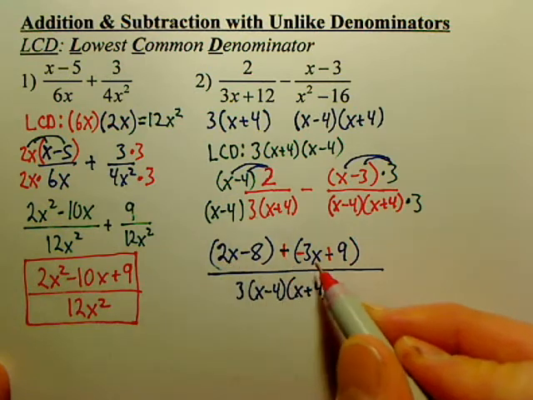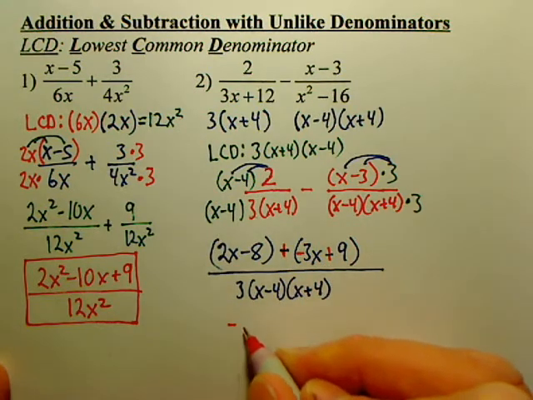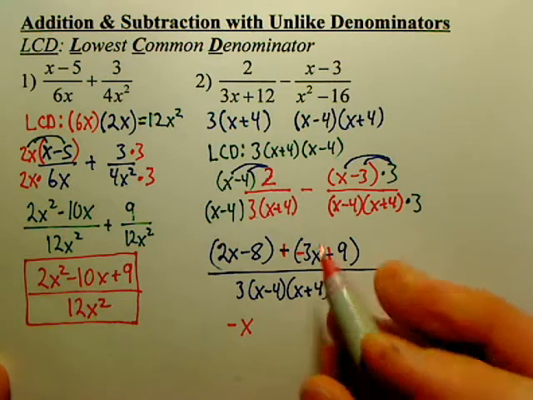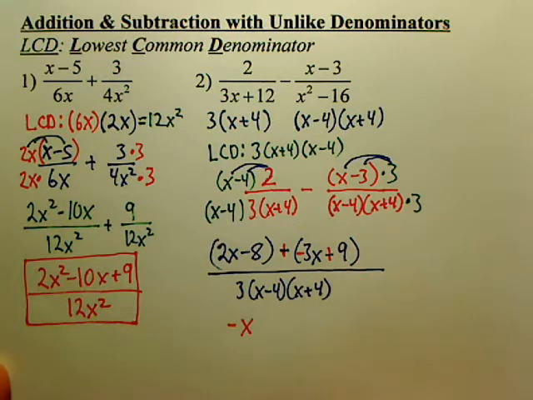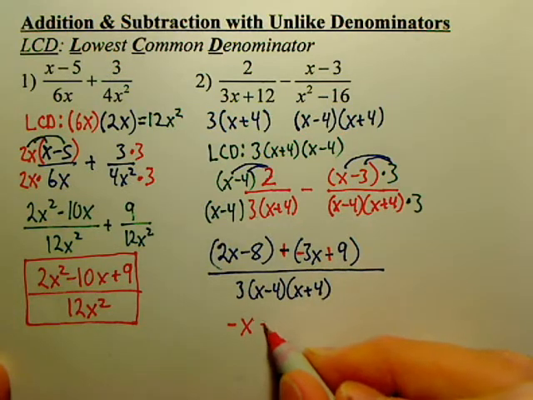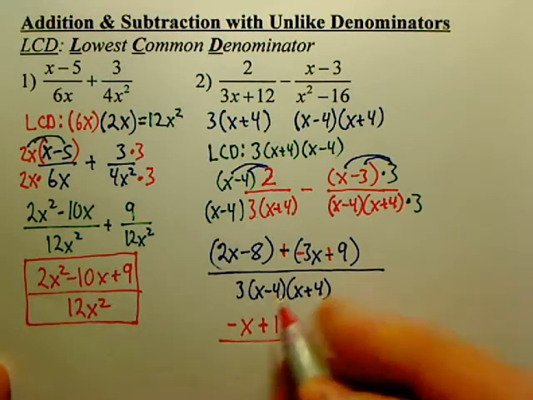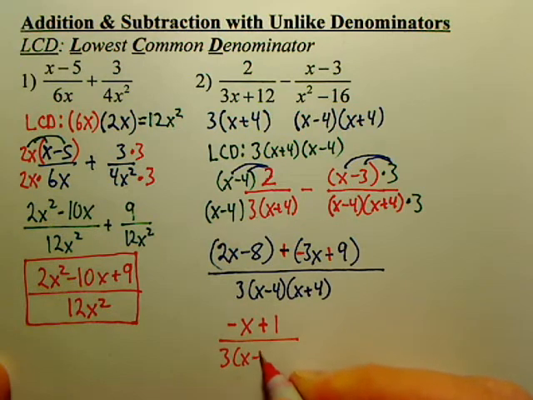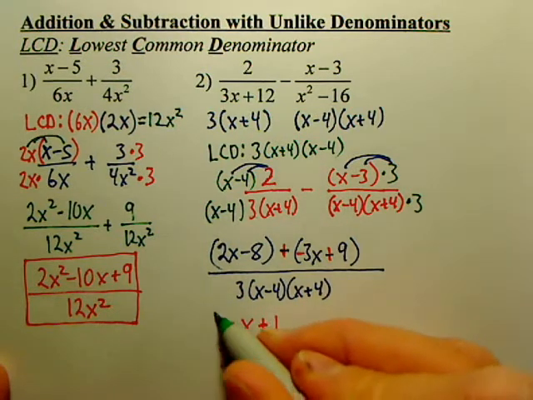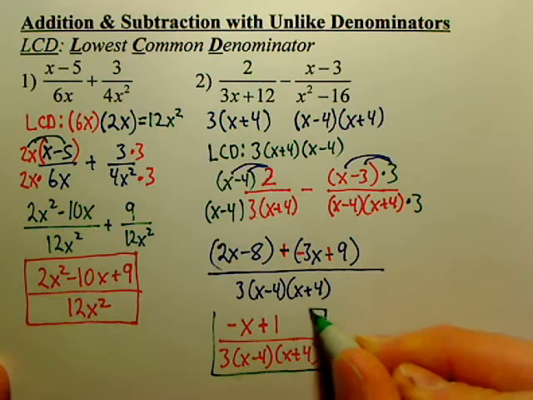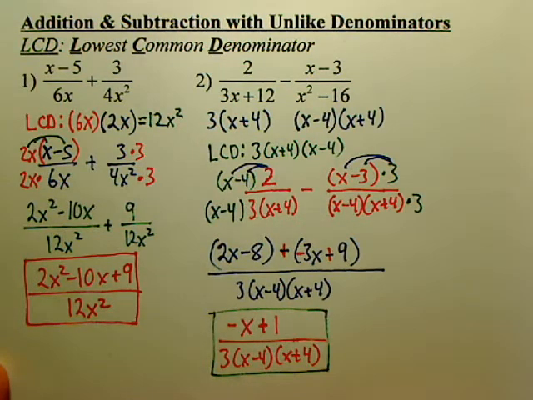So 2x plus negative 3x is negative x, or negative 1x, however you want to write it. And negative 8 plus 9 would be positive 1. The bottom is still 3(x − 4)(x + 4). Then you see if you can factor the top and do any canceling. But you can't, so that is my final answer. Now, you could write this as 1 − x.